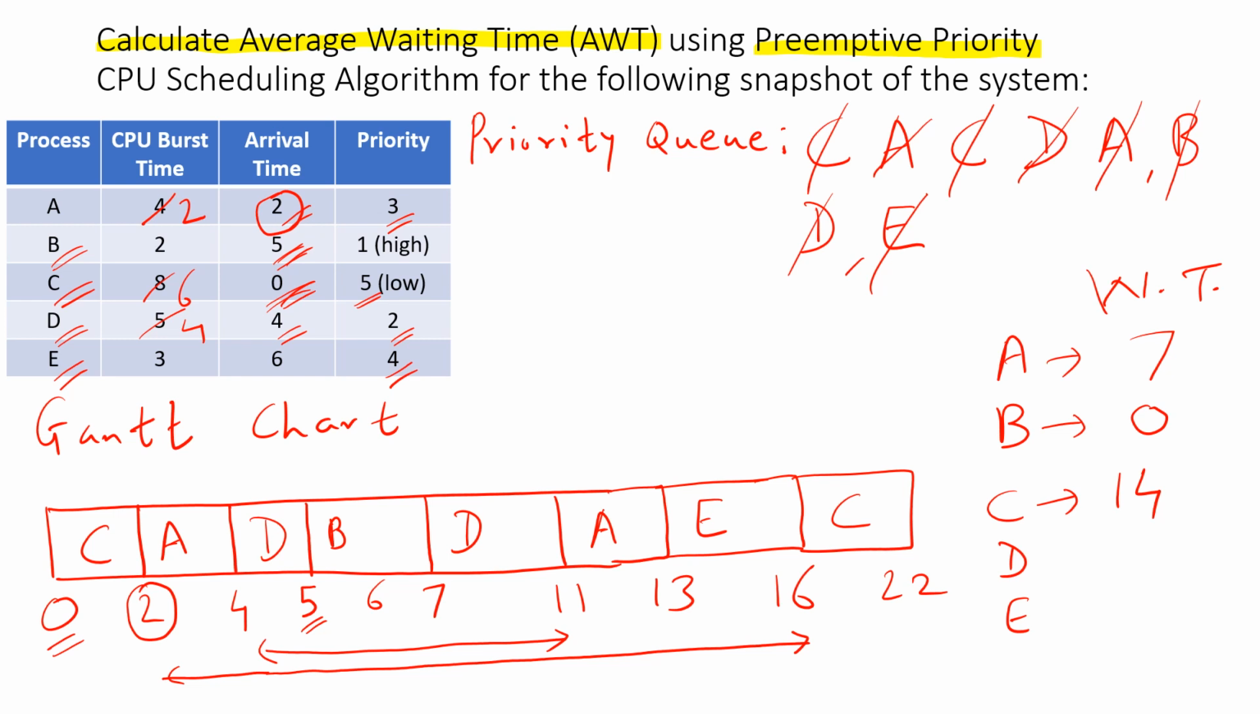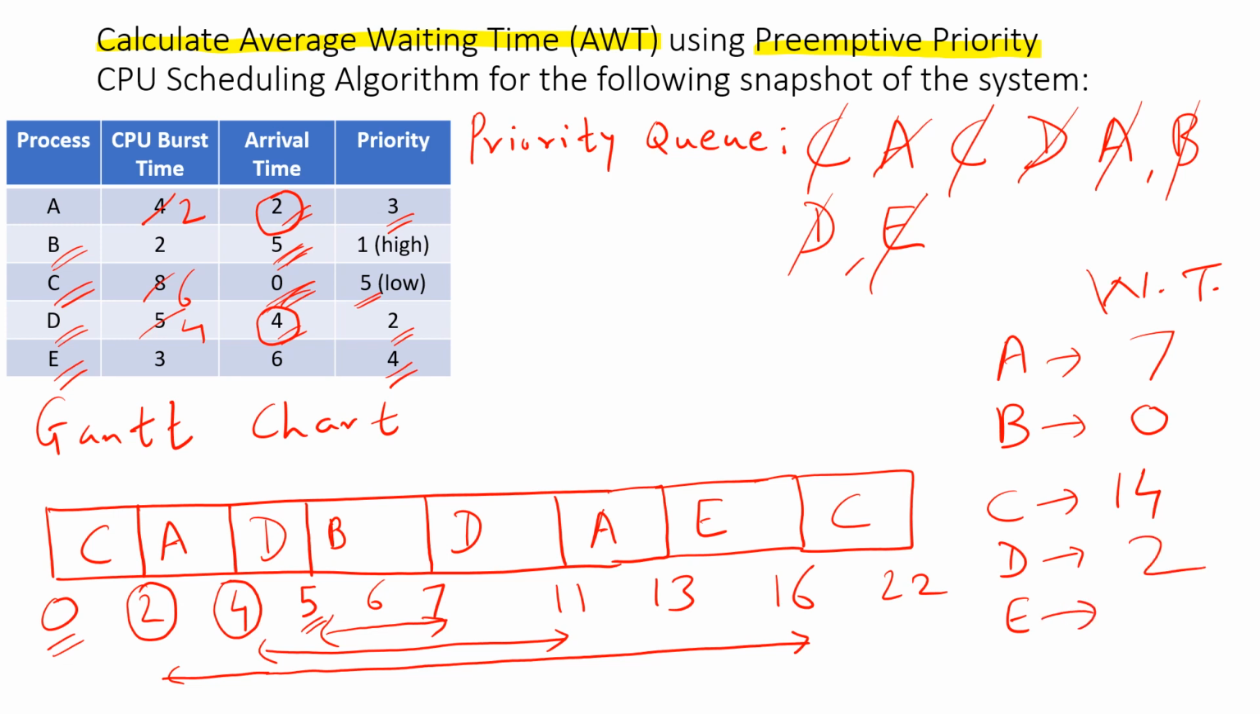Okay. Likewise for process D. Process D came at 4, got CPU at 4, but didn't finish. From 5 to 7, D was waiting, right? D was waiting from 5 to 7. So that is 2 units of time.